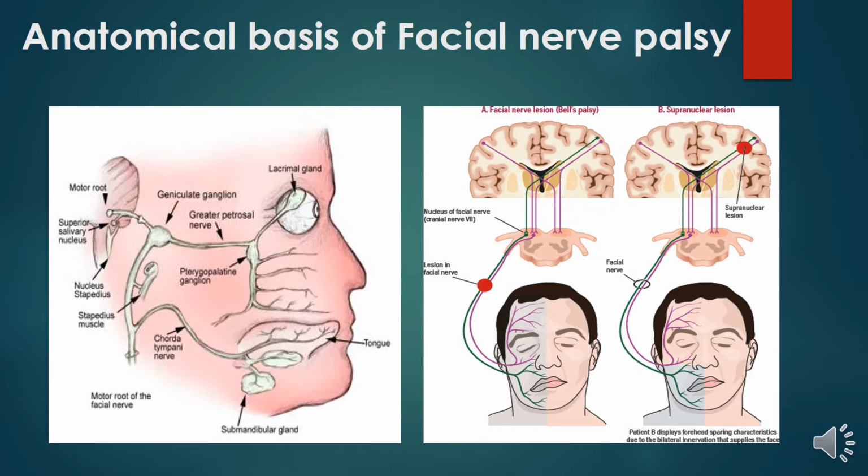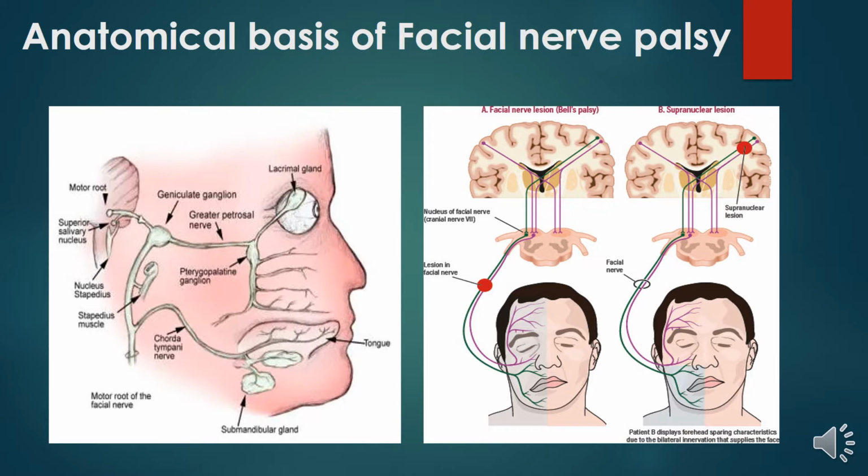Then loss of nasolabial furrow due to paralysis of levator labii superioris alaeque nasi. The food accumulates in vestibule of mouth due to paralysis of buccinator, and there is dribbling of saliva due to paralysis of orbicularis oris. Inability to inflate cheek properly due to paralysis of buccinator. So this is all about Bell's palsy.